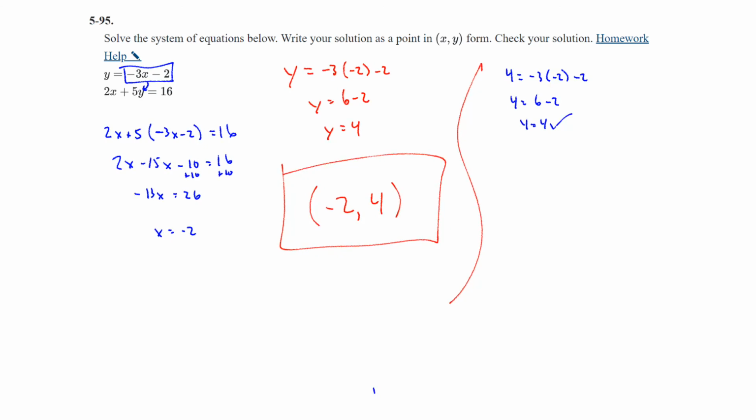So that checks. And then the second equation, 2 times negative 2 plus 5 times 4 equals 16. That's negative 4 plus 20 equals 16, and 16 is equal to 16. So that one checks as well. So if you're going to check your solution, you do need to plug it in to both sets of equations to check that it works for both of them.